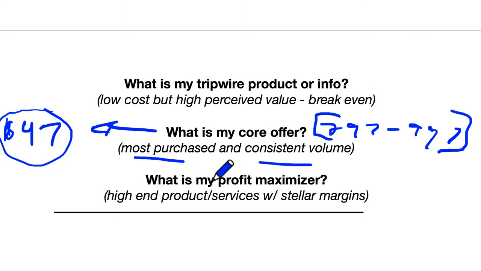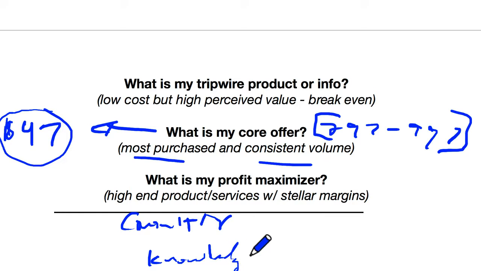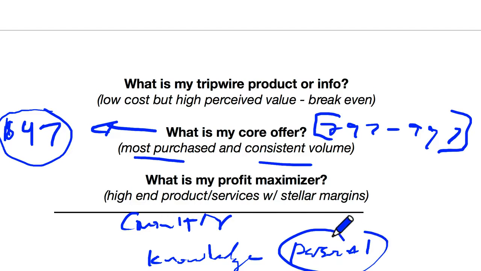Okay, and then what are your profit maximizers? These are your high-end products and services with stellar margins. Okay, consulting is one of the best things you can do because your basic overhead is your knowledge and your personal time. And if you do it right, you can even automate your personal time or minimize it with one-on-one coaching, having other coaches in line, or having courses for them to go through, and then you follow up to make sure that they are doing the actual implementation of your knowledge. Okay, but that's going to be your high-end stuff. So be thinking about that.